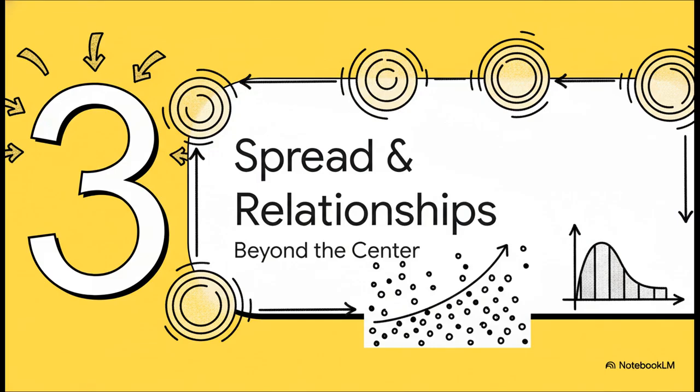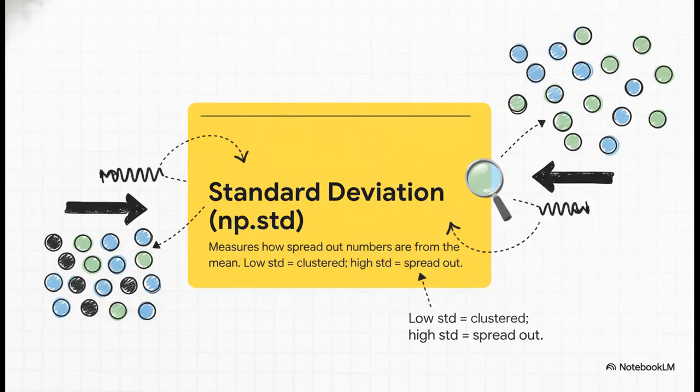Okay, so we know how to find the center of our data. That's a great start. But it's only part of the story, right? We also need to understand how spread out our data is and how different variables might be connected. A really key measure for this is the standard deviation, which we get with np.std. This one number tells you, on average, how far each data point is from the mean. So a small standard deviation means all your data is huddled together, really tight and consistent. A big one means it's all over the place. It's a fundamental way to measure variability.